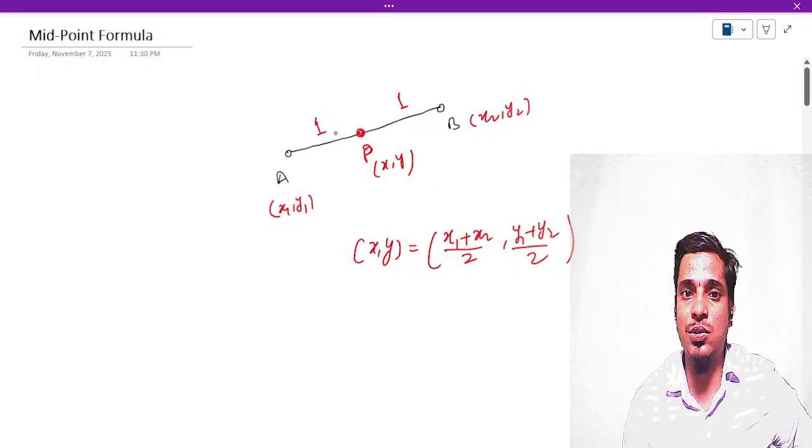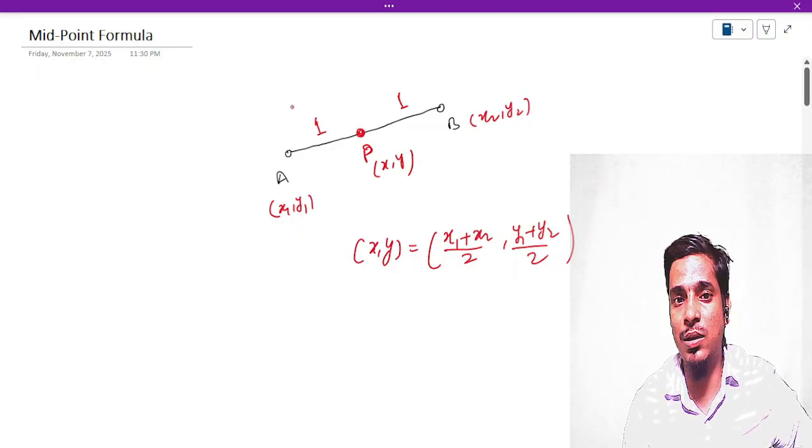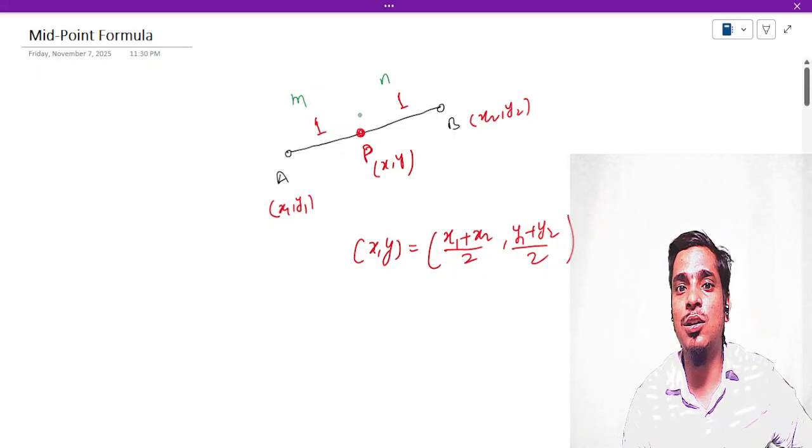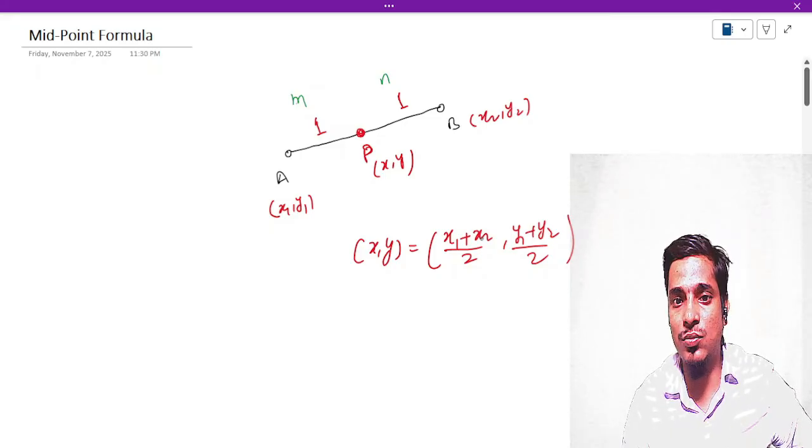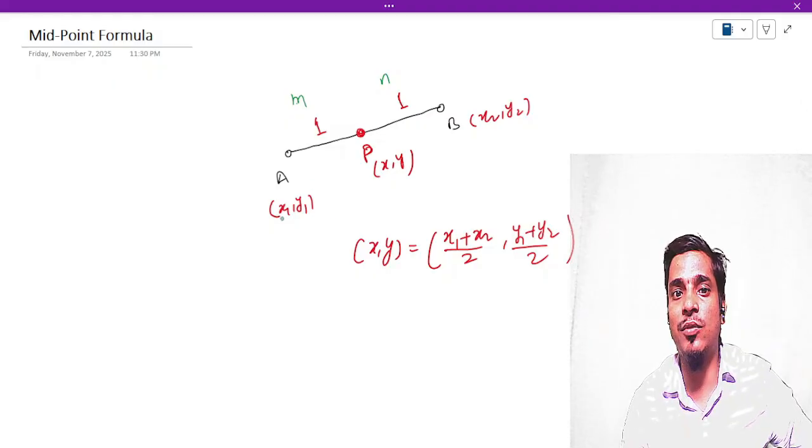As if you just use the same section formula, right? Here in the section formula, this is m, this is n. So this is nothing but m times x2. Here m is 1, so 1 times x2 is x2, 1 times x1 is x1, and the sum m plus n is 1 plus 1, which is 2.